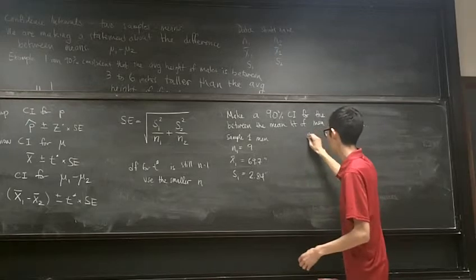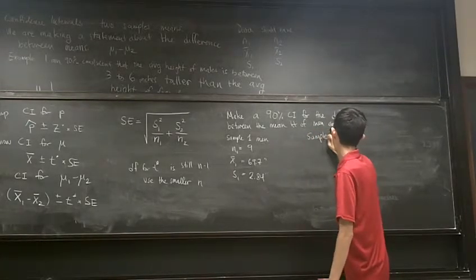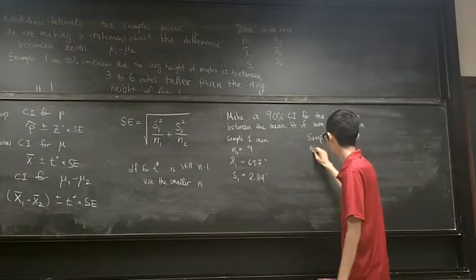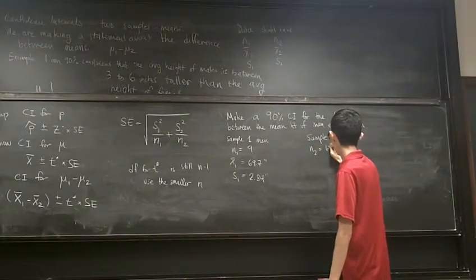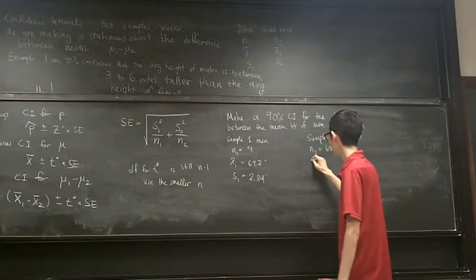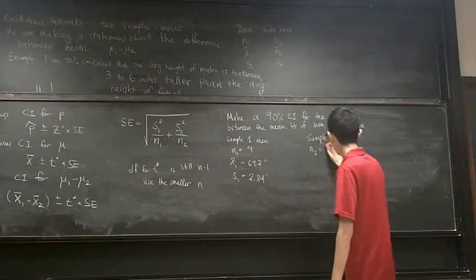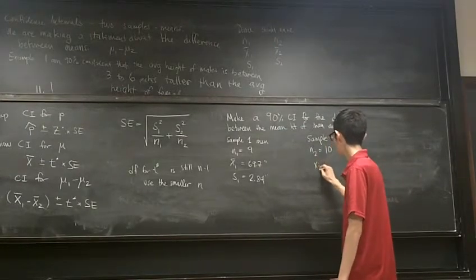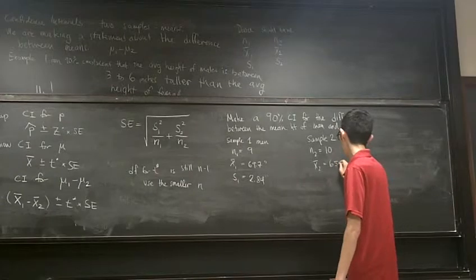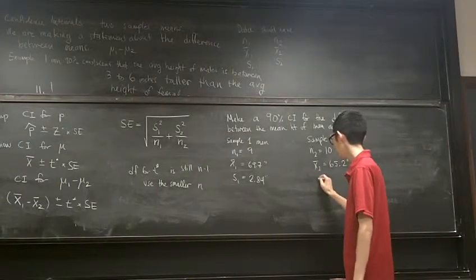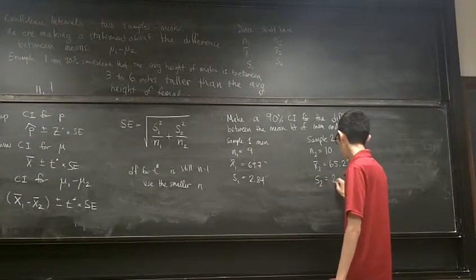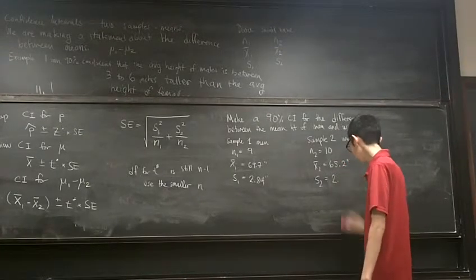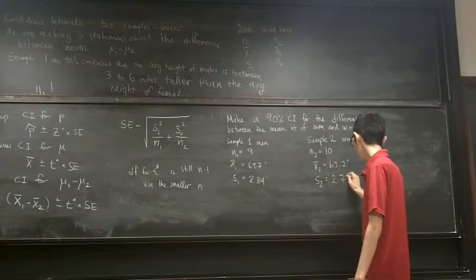And then for sample 2 was women. Let's say we asked 10 women for our n2, and our x bar 2 was 65.2 inches, and our standard deviation, let's say, was 2.70.